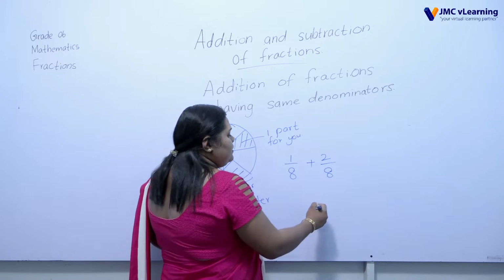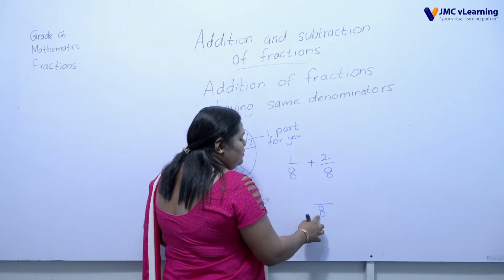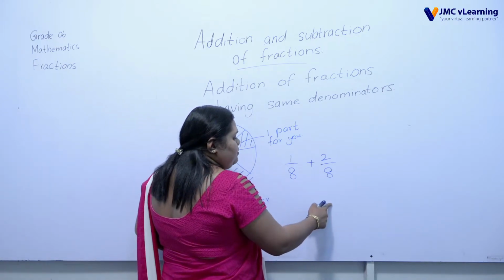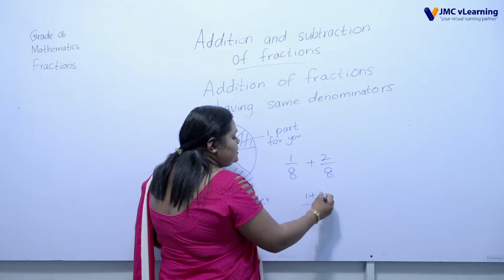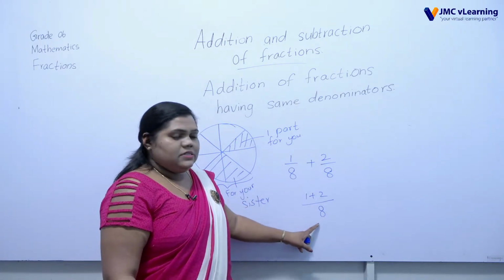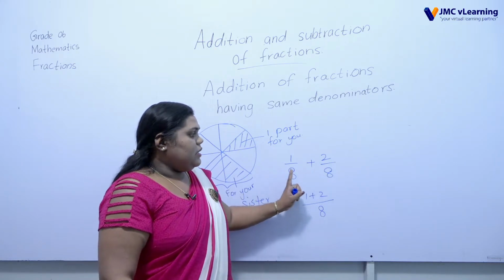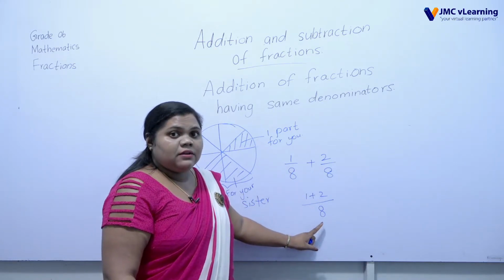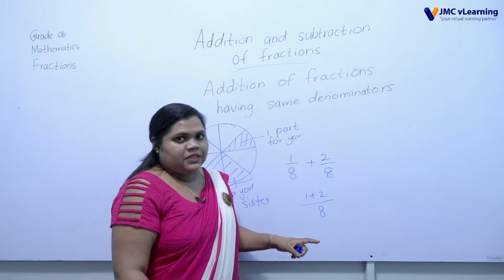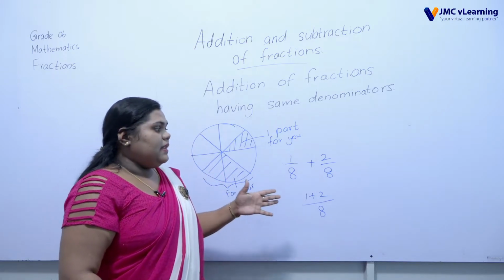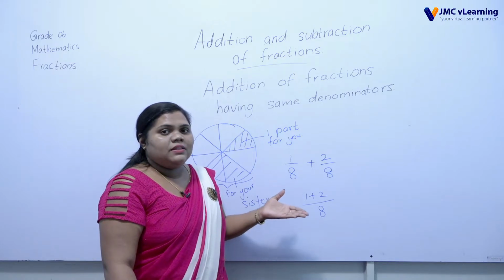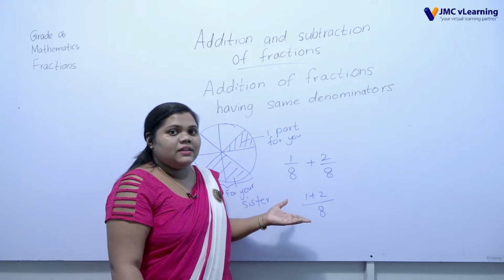For the answer you don't need to change the denominator. You want to get 8 as the denominator, but you have to add the numerators together. You are not adding 8 plus 8, 16. Instead of both denominators, you take one number, and after that you add the numerators together. Simply I can explain like this: if they are given the same denominator, you have to add only the numerators together. Very easily you can get the answer.